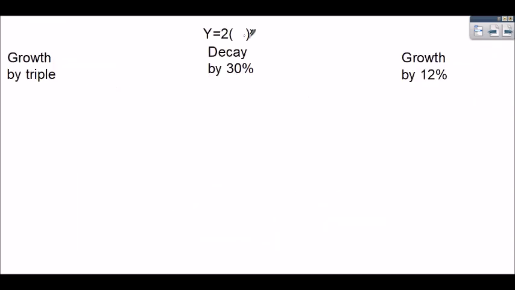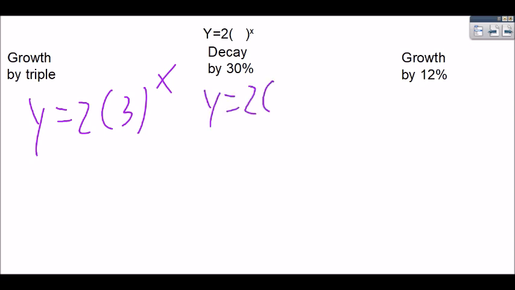All right, so if they give us this equation and said we want to grow by triple, that means we would have the same amount, and triple means times 3. Decay by 30%, same equation, but it's 1 minus 30 because we talk about what we keep. And growth of 12 would be 1.12.